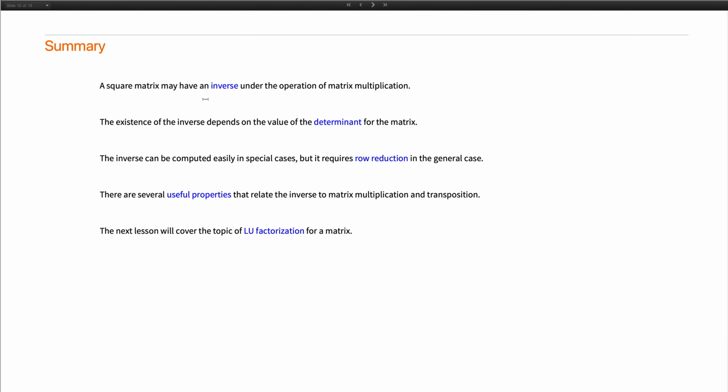Okay, so that's the end of this lesson, and the main point is that a square matrix may have an inverse under the operation of matrix multiplication, and whether that exists or not depends upon the determinant of the matrix. You can find the inverse quite easily in special cases, but in general you need to use row reduction. And of course, there are several useful properties that relate the inverse to multiplication and transposition, which we saw in an example earlier on. In the next lesson we'll talk about LU factorization, a very important operation.